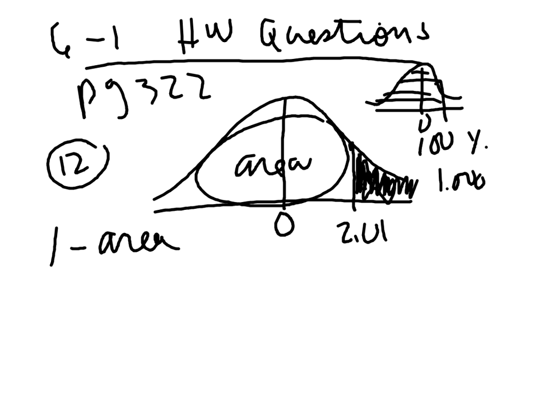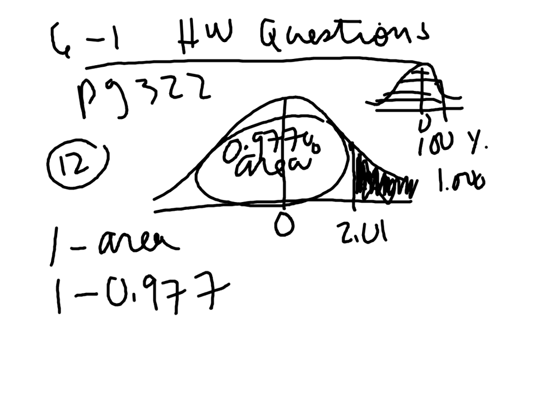And it turns out that the area, I'm hoping I didn't make a simple copy mistake here, that the area to the left of 2.01 is 0.9778. So for us to find the area to the right of a z of 2.01, we simply go 1 minus 0.9778, and that is equal to 0.0222. And that, of course, agrees with the book.